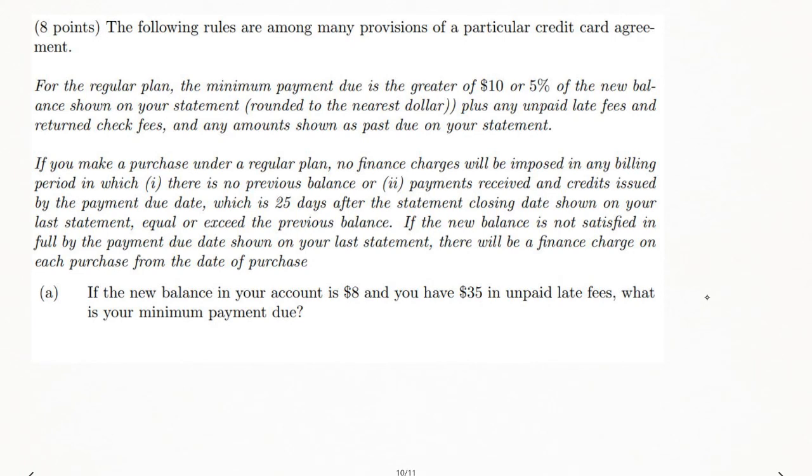I'll stop right there. Notice it's a whole bunch of "ands." So you're adding each of those on in every single scenario. Okay. So now, if you make a purchase under a regular plan, no finance charges will be imposed in any billing period in which there's no previous balance or payments received and credits issued by the payment due date, which is 25 days after the statement closing date shown on your last statement, equal or exceed the previous balance.